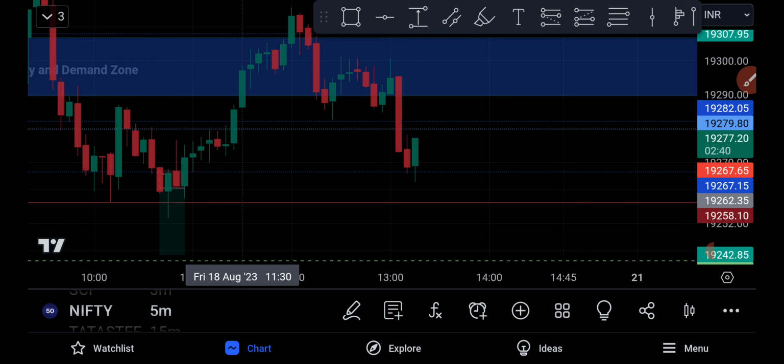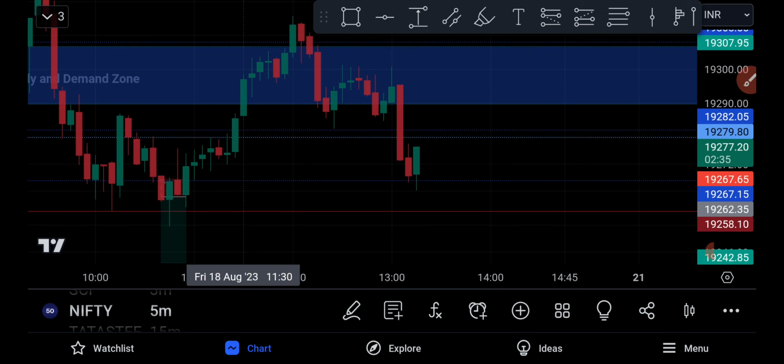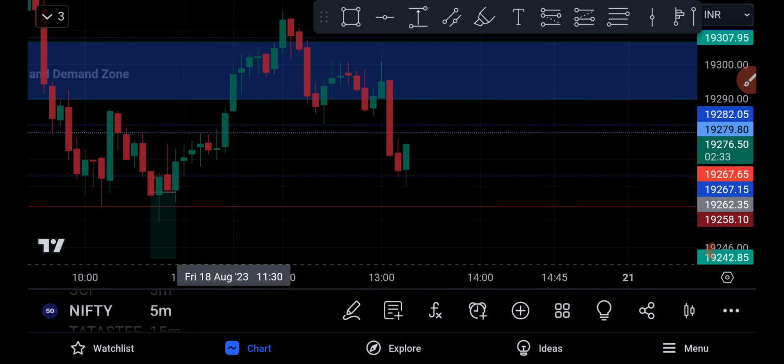Again buyers are involved at this level, the 0.7 level. And they are trying to push.